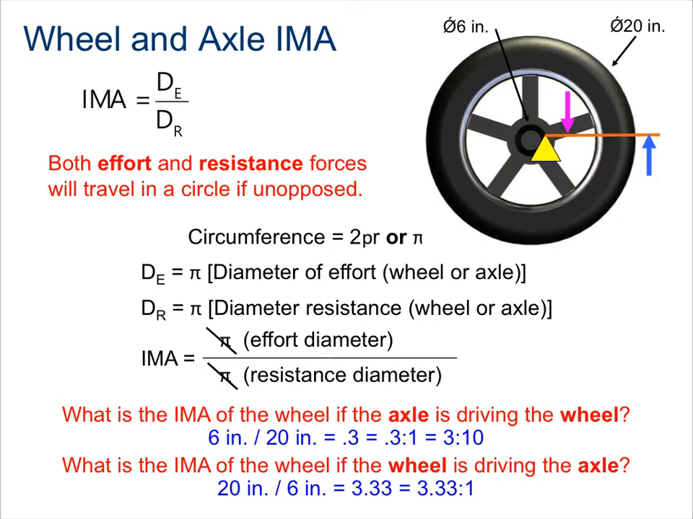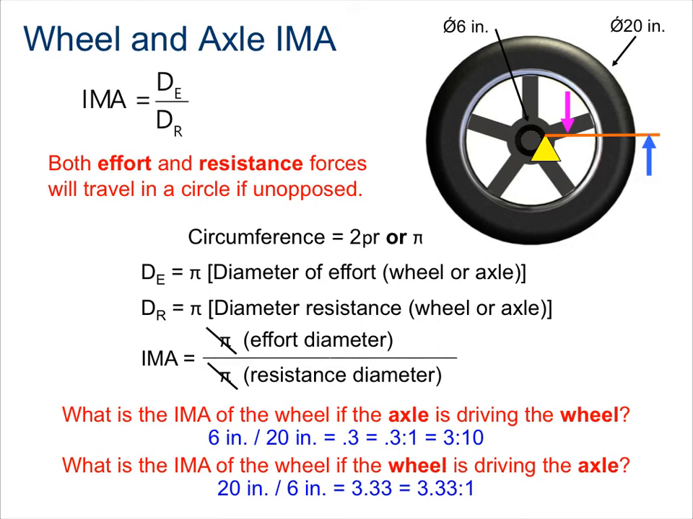Both effort and resistance forces will travel in a circle if unopposed, similar to the slide that we saw with calculating the ideal mechanical advantage of a lever. So to calculate IMA of a wheel and axle, it's going to be our effort diameter divided by our resistance diameter. Or you could simply look at this as the effort radius divided by the resistance radius.